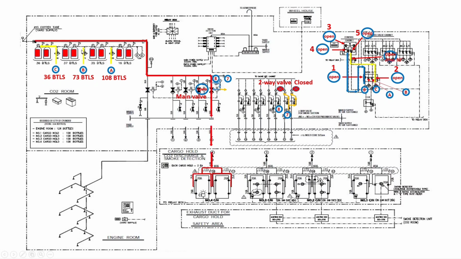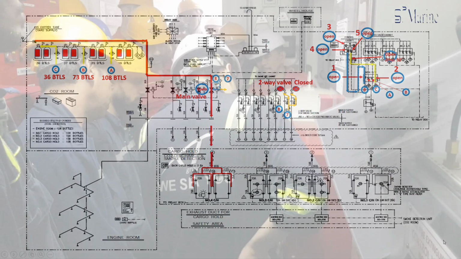Okay, now we can see the CO2 discharging to the cargo holds. Here we do the sample for cargo hold number 4. It is the same for the other cargo holds, as long as you select this valve control cabinet to be operated.